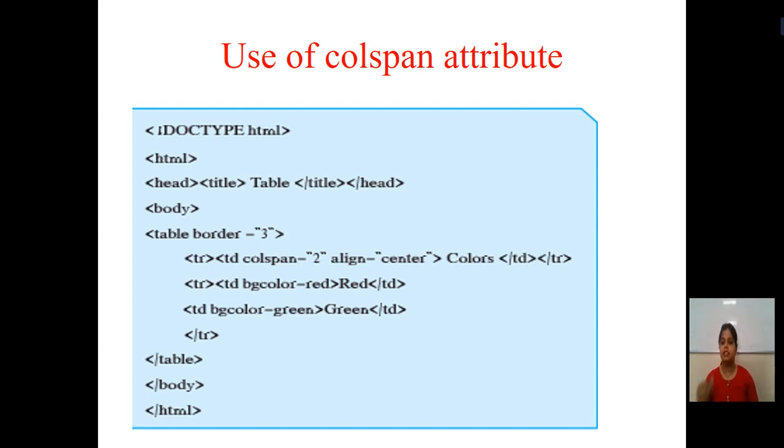Other than the table tag, the different tags which are used for the creation of a table are: first, the tr tag, that is table row. If you want to create a row in a table, at that time you use the tr tag. The next tag was the td tag. What is the use of the td tag? The td tag was used to enter or write the data in a table.